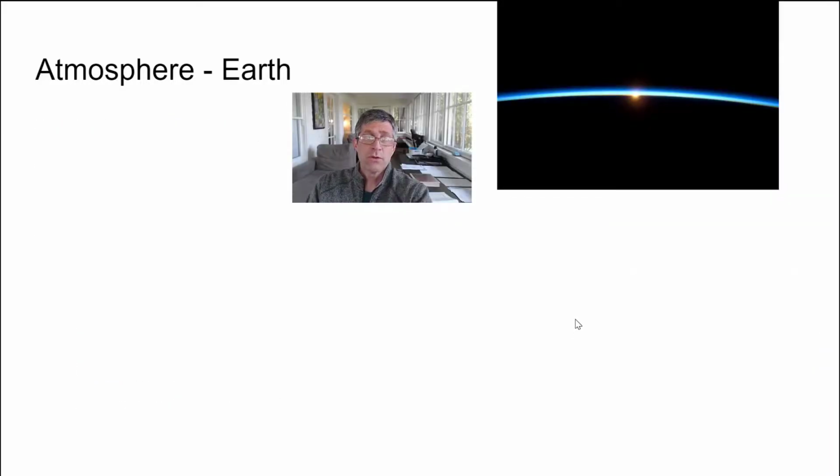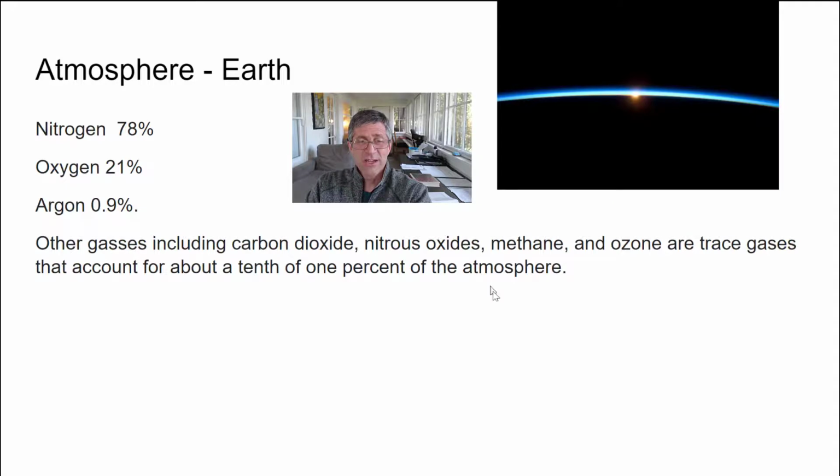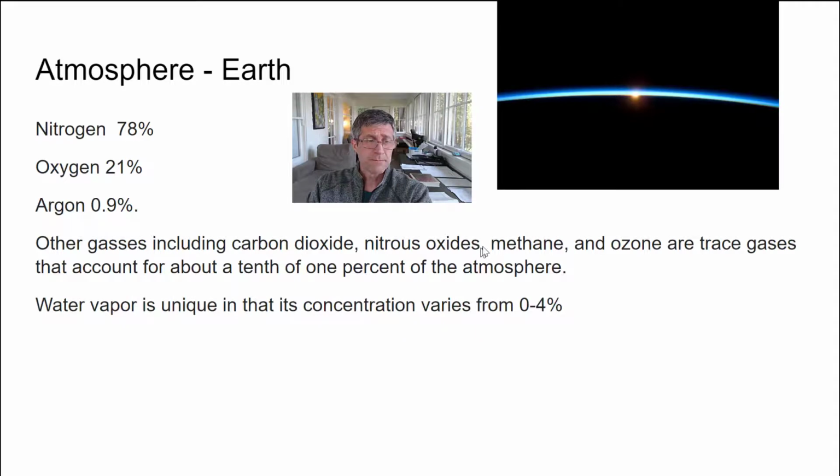You may know where this is going. If we think of the atmosphere on Earth, it has much different constituents. Here on Earth, we're 78% nitrogen, 21% oxygen, and a little bit of argon. All the other gases are pretty small amounts, including these listed here. They amount to 1/10 of 1%, but they're important.